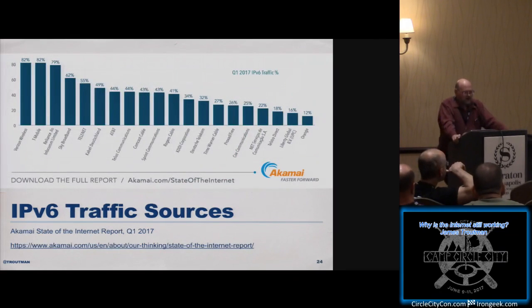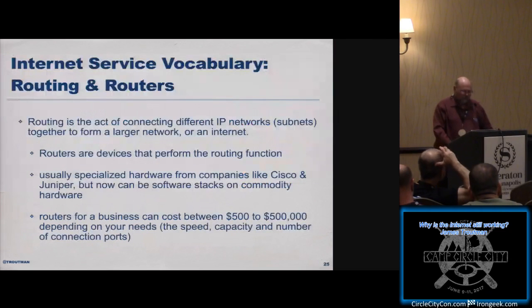Akamai has this information published from various sources of IPv6 traffic to their servers, and you can see that some of the large carriers like T-Mobile, most of the traffic they see from those networks is all IPv6, and that's because of mobile devices, primarily.